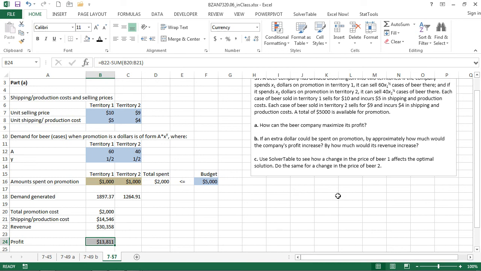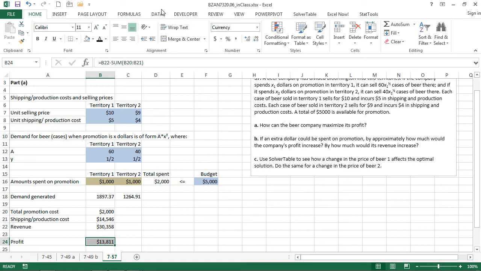Okay? So, and again, for those of you that are uncomfortable with the fractional values for demand, let's assume these are in thousands of cases or hundreds of cases. Maybe that makes better sense. Let's assume they're in hundreds of cases. So that's what we're doing.